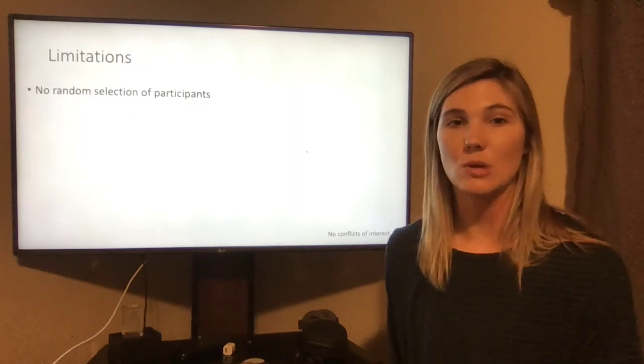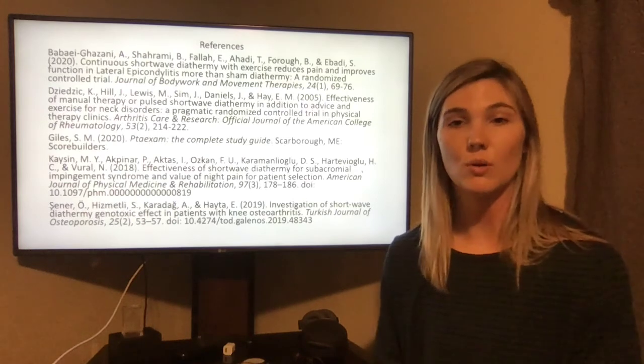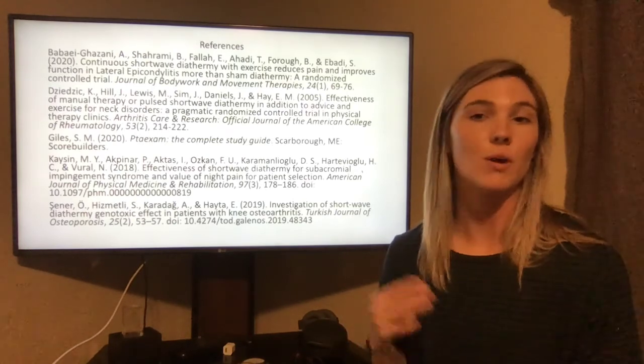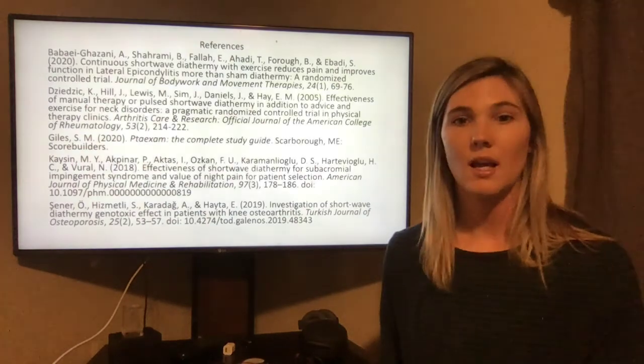The limitation is there was no random selection of participants. However, the people were blinded to the drawing of the blood. They were blinded as to whether they received sham or real diathermy treatment. These are all the references, and that's the end.